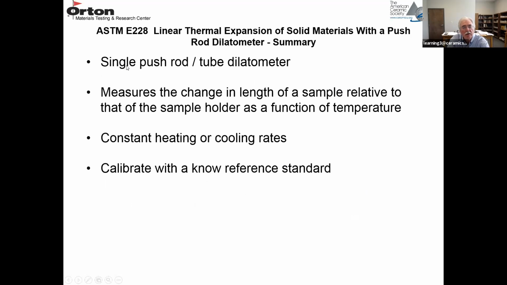So how you summarize this technique, you have a single pushrod and tube. You measure the change in length of a sample relative to that of the sample holder as you're heating up the material. You heat it or cool it at a constant rate, and you have to calibrate with a known reference material.